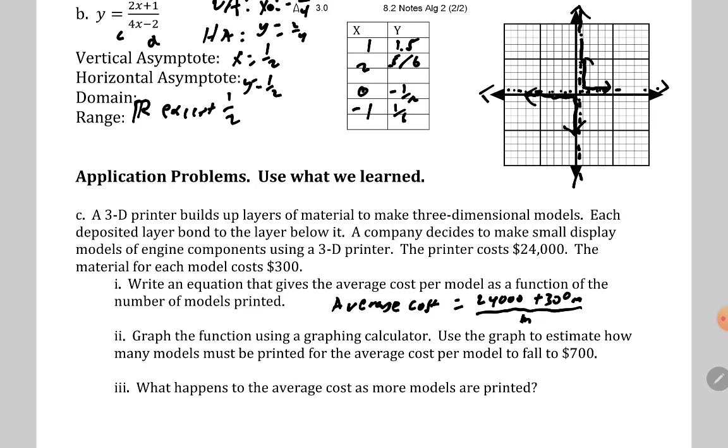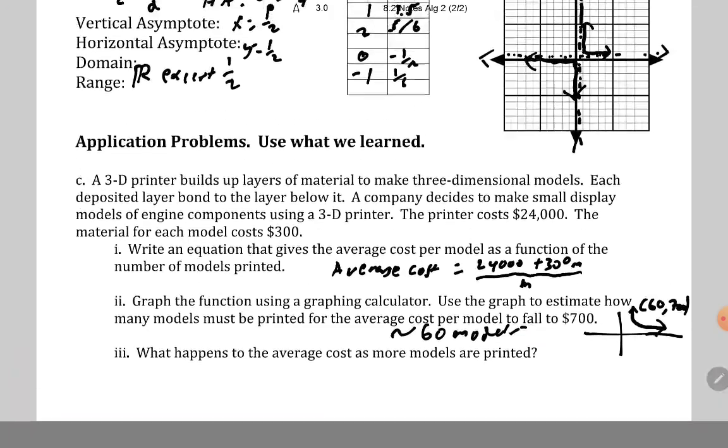Graph the function using a graphing calculator. So you'd punch this into your graphing calculator, and your graph, if they give you, would look something like this. And they wouldn't show you the left side because we're working with positive numbers. Then you would notice that at around 60, you'll get $700 per model. So this is about 60 models.